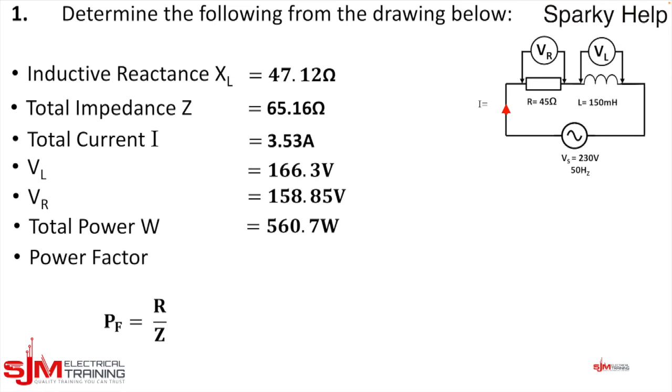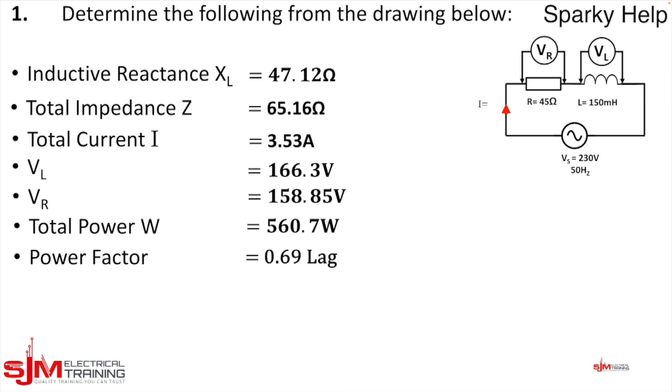Work out the power factor. Power factor is R over Z. We have our R, which is 45, and we have our Z. So we just divide one by the other. If you get a number higher than 1, then you've got it wrong. So 0.69, and this is a lagging circuit because it is an inductive circuit, and we refer to what the current does. So there's our power factor for the circuit, 0.69.